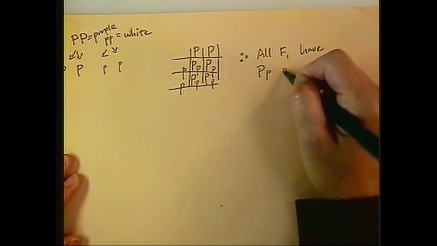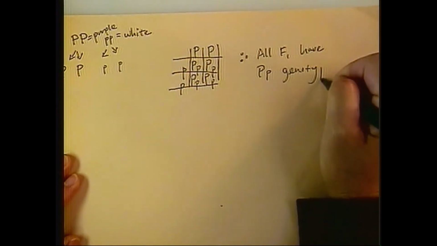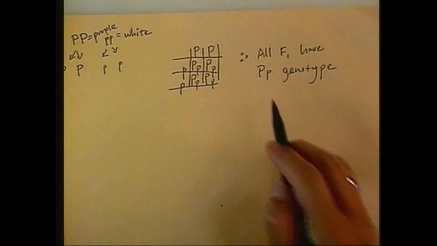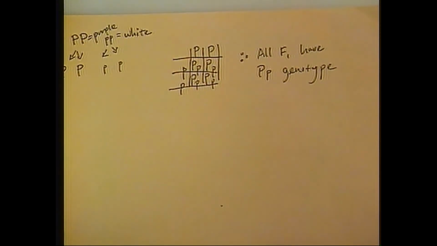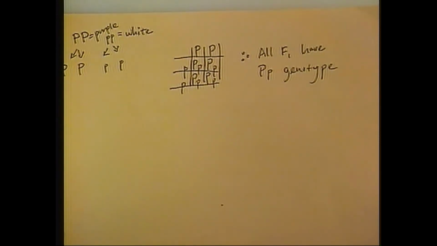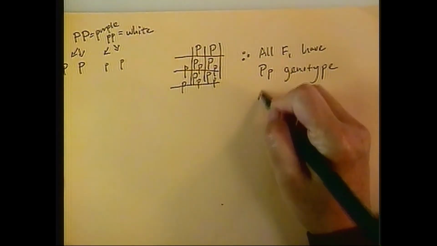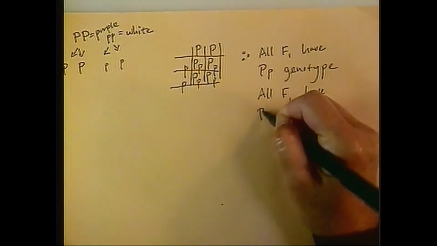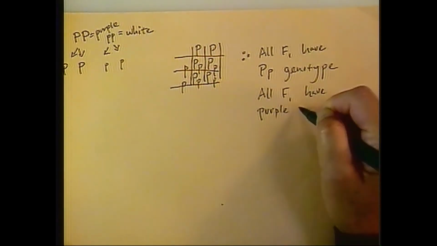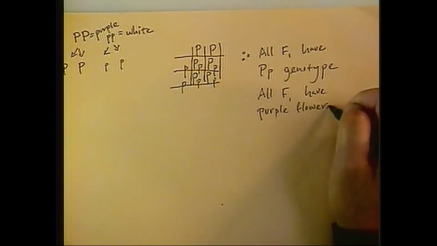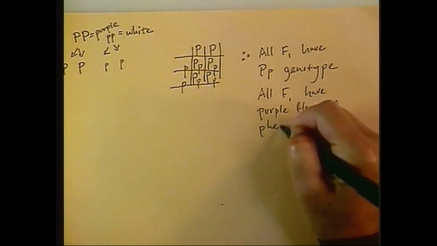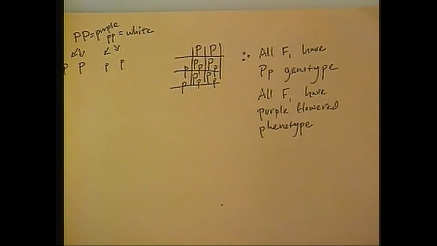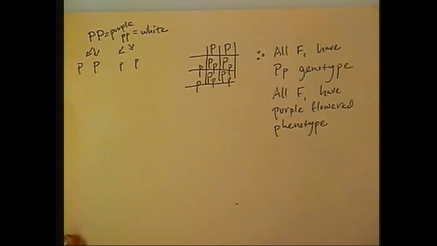have this kind of genotype. That is the genotypic ratio: all of it, or 100%, have the capital P, lowercase p genotype. Remember, genotype is generally represented by symbols. And all F1 have purple flowers, the flowered phenotype. That's the first part of the genetics problem.